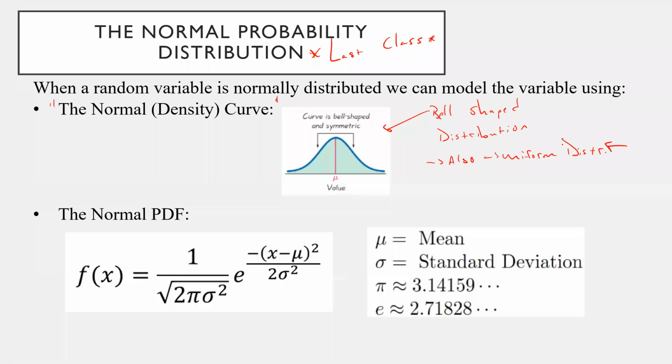Okay, good. So we had this simple formula for the uniform distribution last class, and the key concept from last class was that we related area under the curve to probability.